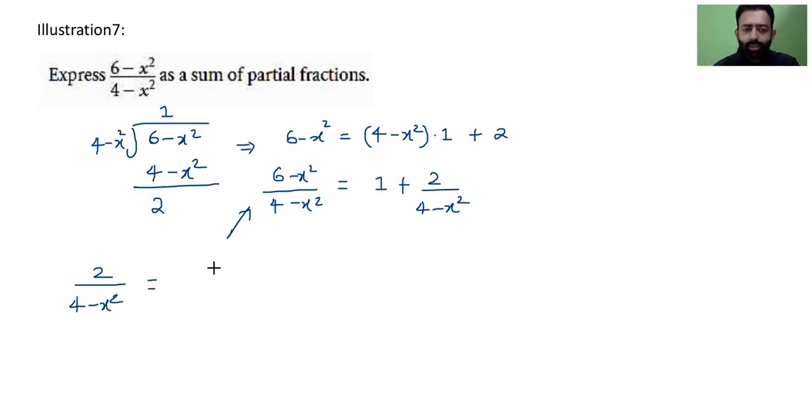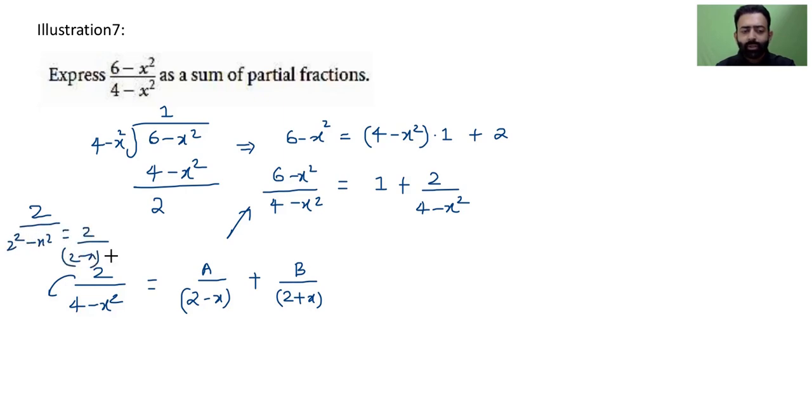Now write this as a by 2 minus x plus b by 2 plus x, not 2 by, because you have to find out the values of a and b. We write 2 minus x and 2 plus x because 4 minus x square is a square minus b square. So this is basically 2 upon 2 square minus x square, meaning 2 upon 2 minus x into 2 plus x, using the formula of a square minus b square. These formulas, a plus b whole square, a minus b whole square, and a square minus b square, must be on your tips.